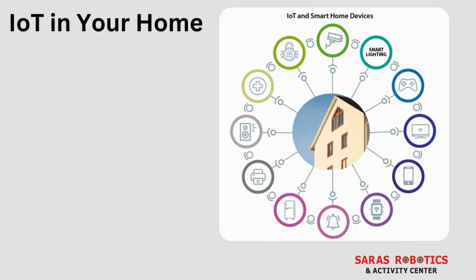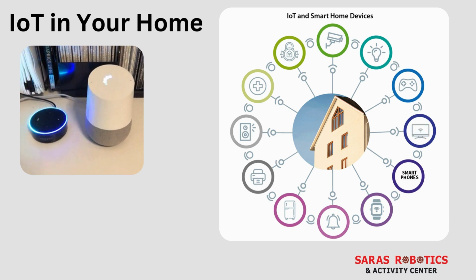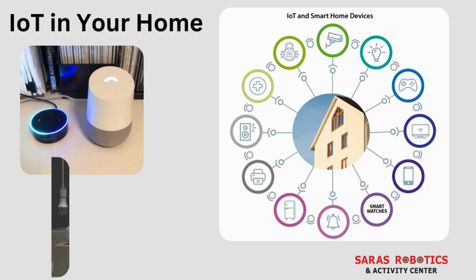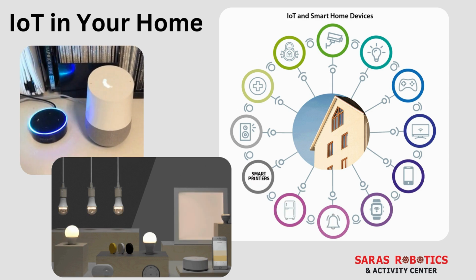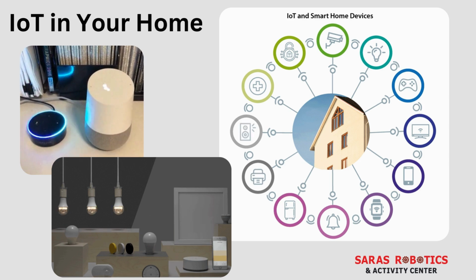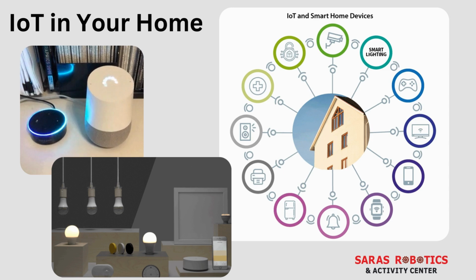IoT in your home. Did you know you might already have IoT devices at home? Let's take a look around. Smart speakers, like Alexa or Google Home, are great examples. They can play your favorite music, tell you the weather, and even control other smart devices like lights and thermostats.